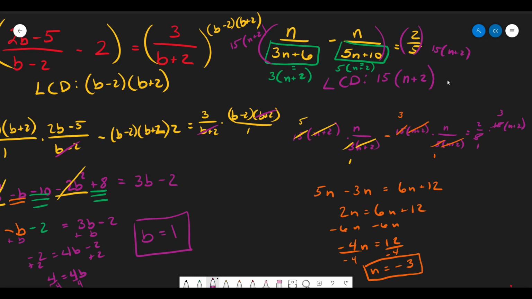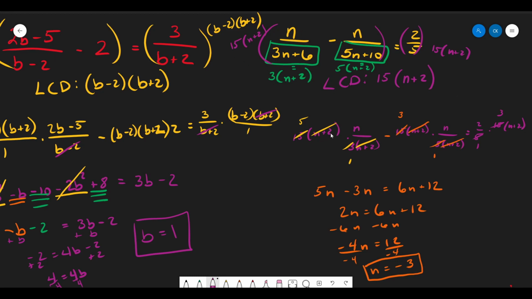So my least common denominator is 15(n plus 2). If you didn't do it this way, it would be a lot bigger numbers. You'd be working with a lot of bigger numbers in the numerator here. This actually makes it nice and simple. So now I'm going to multiply both sides by 15(n plus 2).